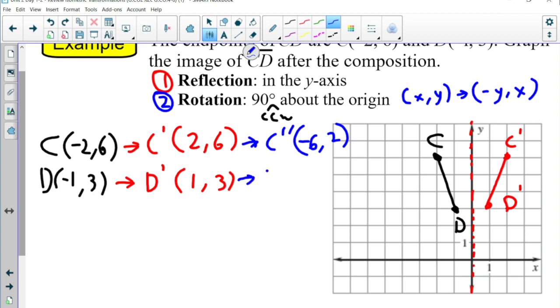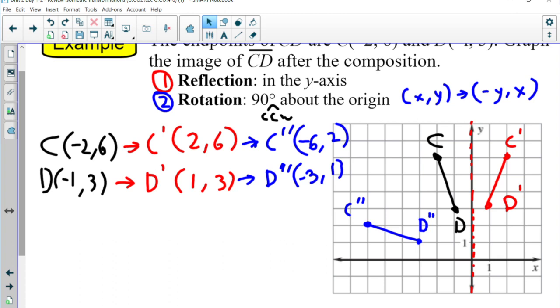For D double prime, we're going to do the same thing. We're going to switch x and y. 1, 3 becomes 3, 1, but that first coordinate changes its sign, so now it's negative 3, 1. So negative 6, 2 is C double prime, and negative 3, 1 is D double prime.